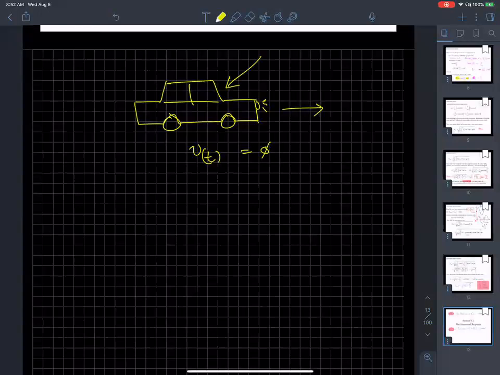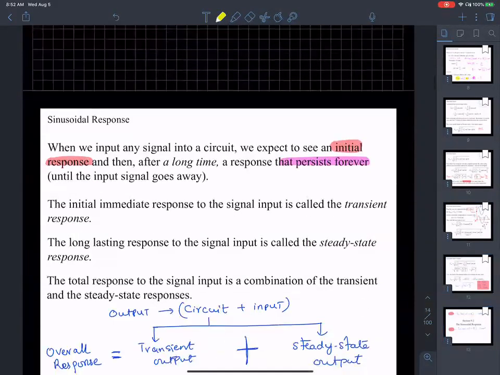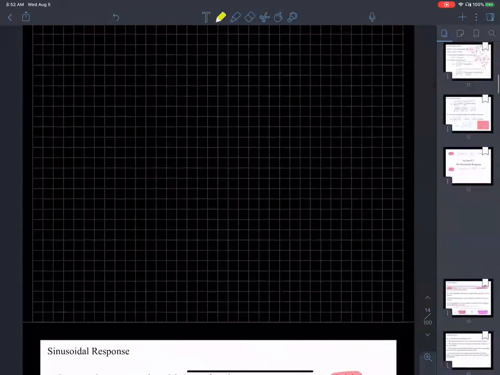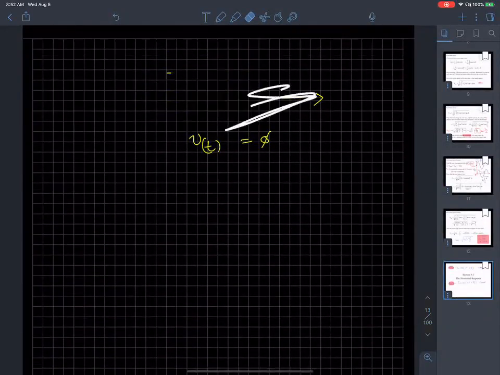But the idea is the way your body responds inertially when you're taking off in an airplane, for example, is that there is an initial temporary transient response, that you experience a bit of a pushback, and then you eventually settle into a constant velocity. So that's a crude representation of what is happening when circuits are subjected to sinusoid inputs.